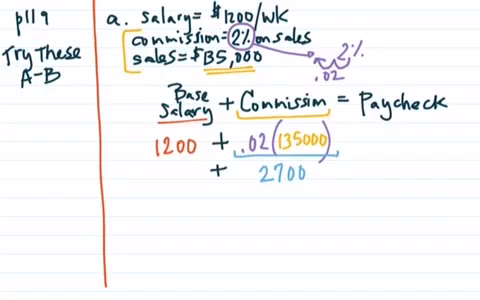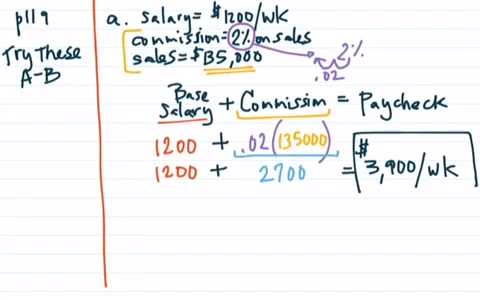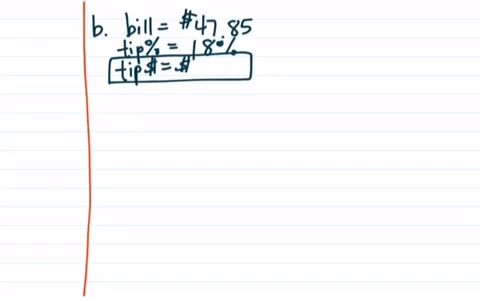But then in addition to that, the person still gets paid their base salary. And when you combine those two things together, that's the total paycheck of $3,900 per week. That is what that person would get paid on their paycheck. That is example A.